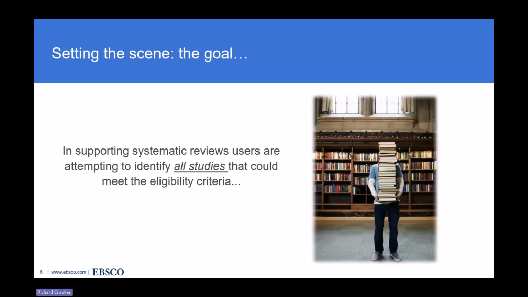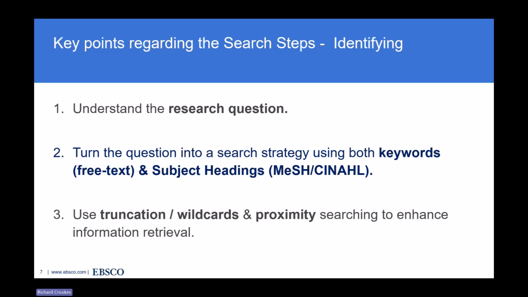So with that in view, just to set the scene further, the goal, of course, in supporting systematic reviews is, if you're either a contributor to this or you're actually doing this yourself, attempting to identify all studies, and some might say the majority of studies, since that may not be quite possible to fulfill, that could meet the eligibility criteria for this particular topic or question in view. So it is pretty comprehensive, extensive, in-depth searching that we're looking at.